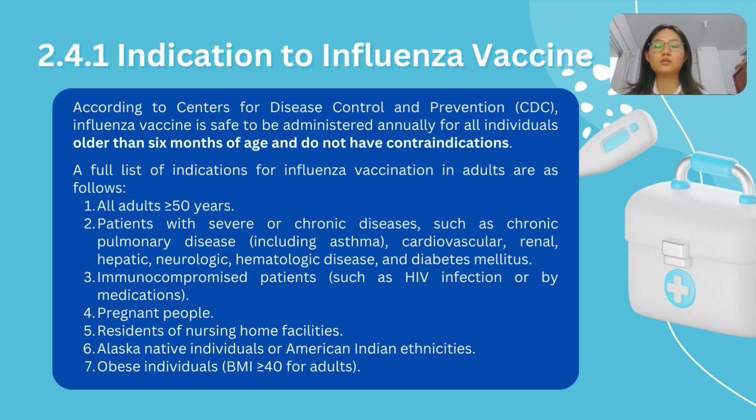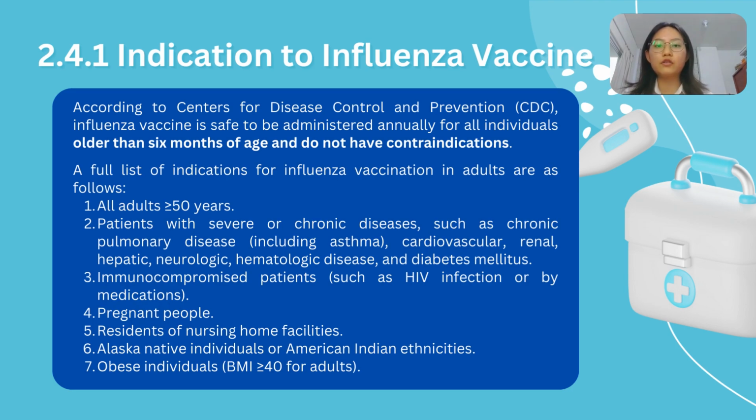This time I'm going to explain about the indications for influenza vaccination in adults. According to the Centers for Disease Control and Prevention or CDC, influenza vaccine is actually safe to be administered annually for all individuals older than 6 months of age and do not have contraindications. A full list of indications for influenza vaccination in adults are as follows.